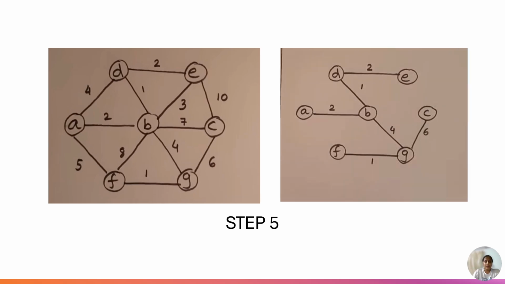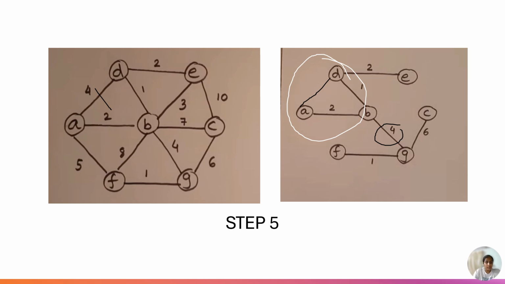The next minimum value is 4. Here there are two 4's. A to D is also 4 and B to G is also 4. Now you can't join A to D because it forms a cycle. So this will be discarded. But you can join B to G as it does not form a cycle.